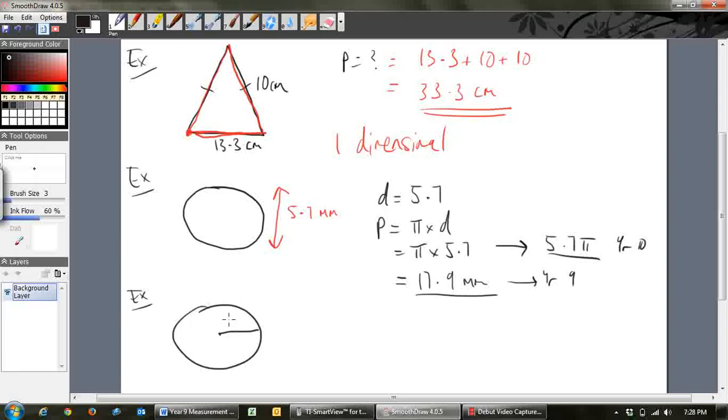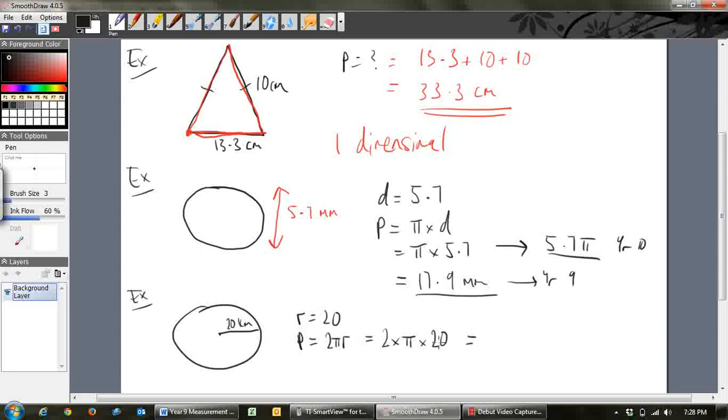Another circle here, this time with a radius, and let's say that this is 20 kilometers. Again, it's a good habit just to write down what you know. I know that the radius is equal to 20, and my perimeter is going to be equal to 2 pi r. That's the formula when we know the radius. So that's 2 times pi times the radius r, which is 20.